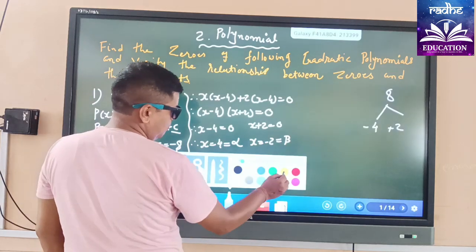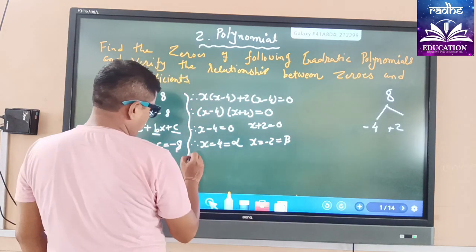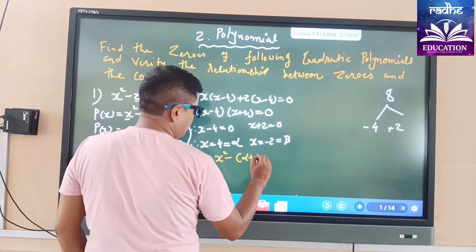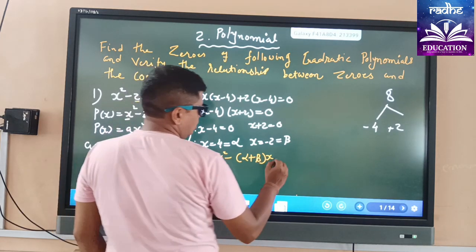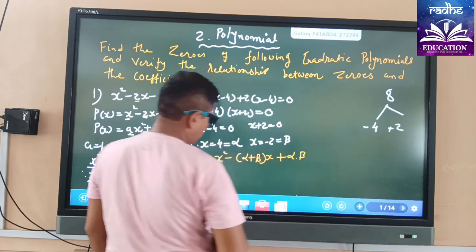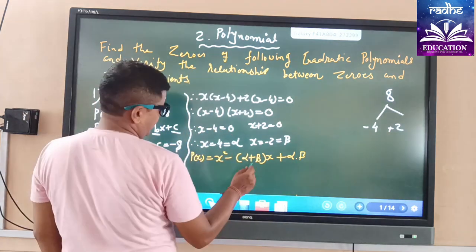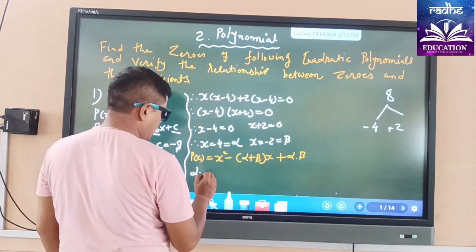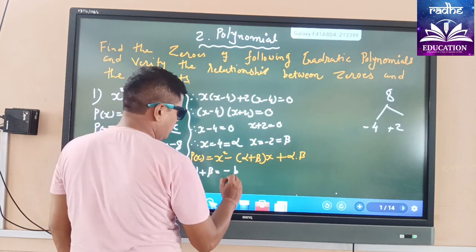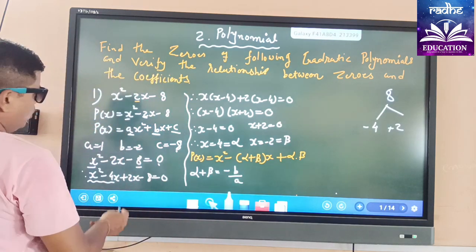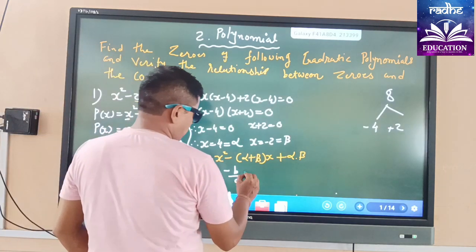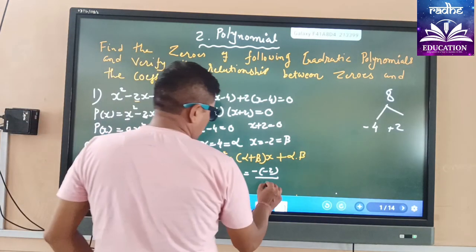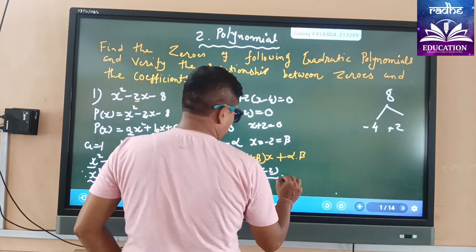Okay. Now we have the standard form of the polynomial, p(x) equals x square minus (alpha plus beta) x plus alpha into beta. Now we have to verify them. So we are writing here alpha plus beta. We already know alpha plus beta equals minus b upon a. What is the b? The b is minus 2. So we put a minus sign here and minus 2 here, and a we have 1. So we get alpha plus beta equals 2.